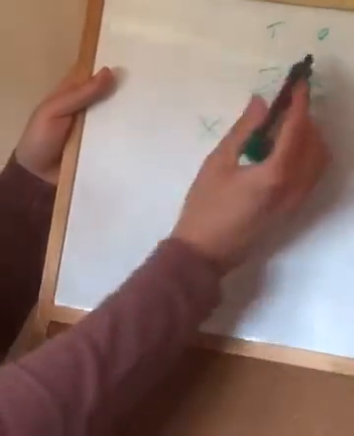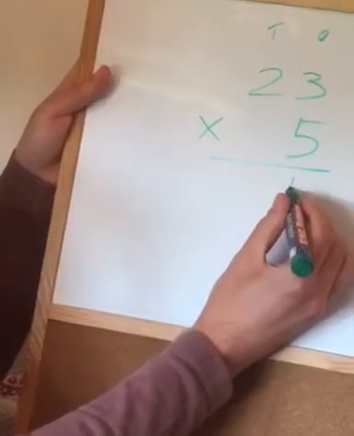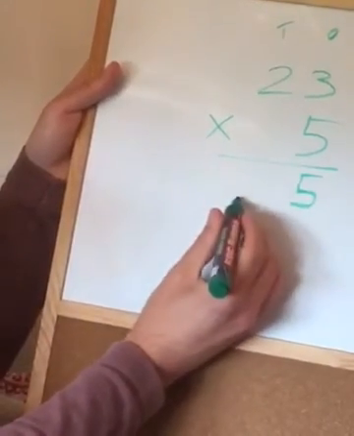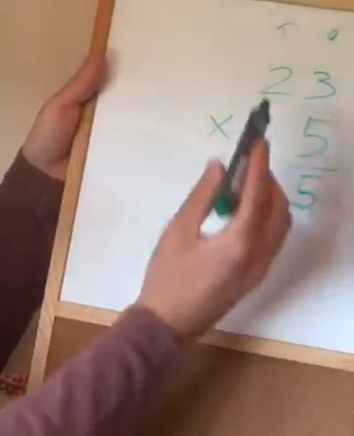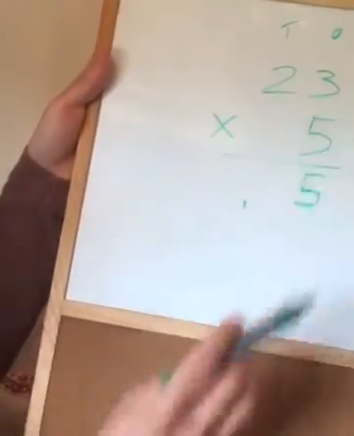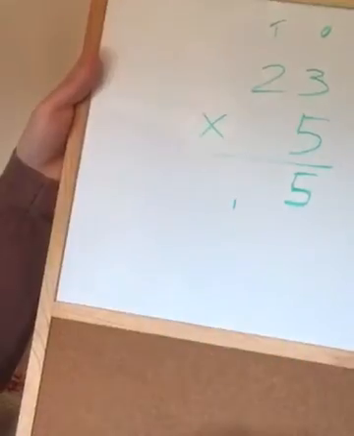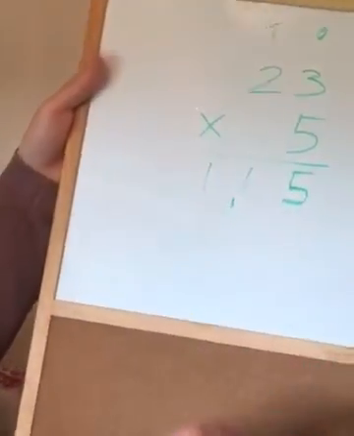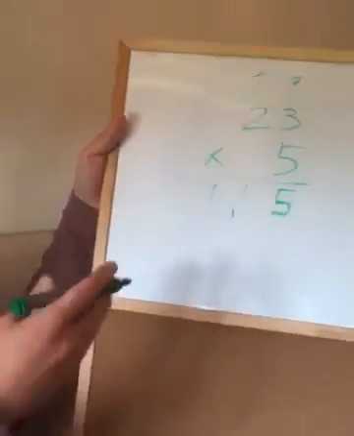So all I do now is 3 times 5, which is 15. So I must remember here to carry that 1 over into the tens column. And then I do 2 times 5, which is 10, and I add that extra 1. So what I end up with is 115. So this is the column method.